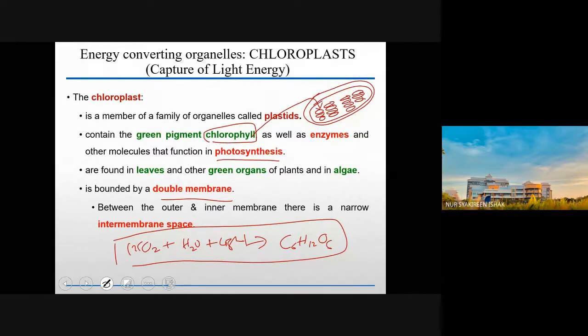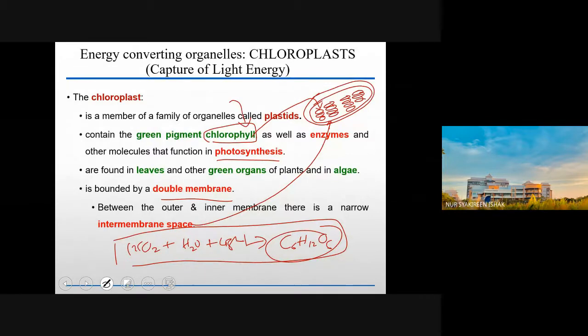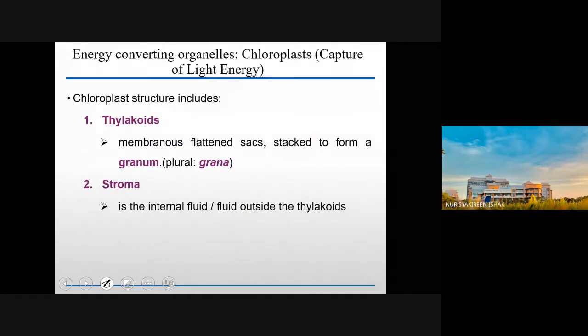So that's why in the chloroplast it has many thylakoids, okay, as more chlorophyll will be embedded in the membrane of the thylakoid. So when more chlorophyll are present, more light will be absorbed to produce more glucose, okay. So between the inner and the outer membrane, there is a narrow space, which we call the intermembrane space. Okay, intermembrane space.